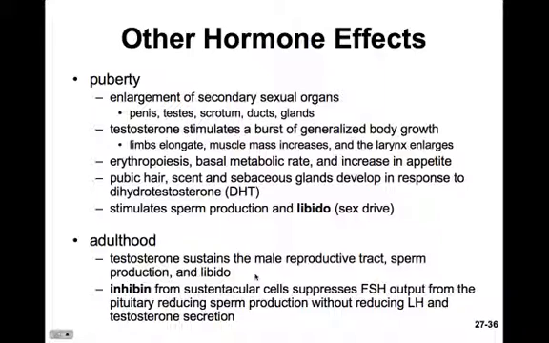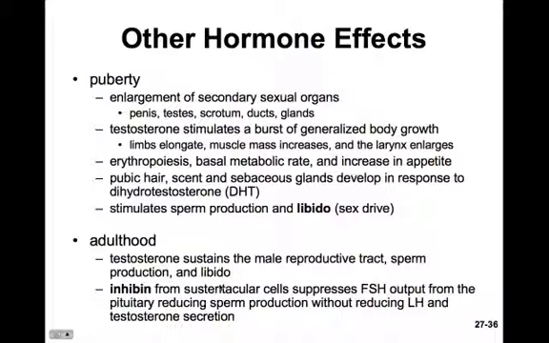And this hormone's name is dihydrotestosterone. It's a highly active form of testosterone. In fact, there are some mutations where there's no enzyme that converts testosterone into DHT, and so you don't see development of secondary sex characteristics. Testosterone is also going to stimulate sperm production and increase sex drive. In adulthood, testosterone is about sustaining the male reproductive tract, sperm production, and libido.